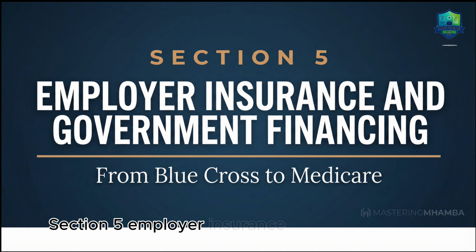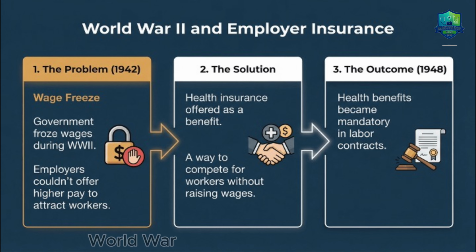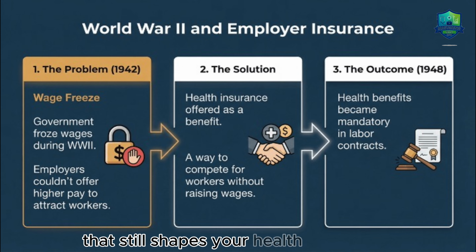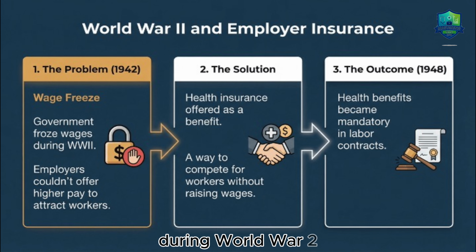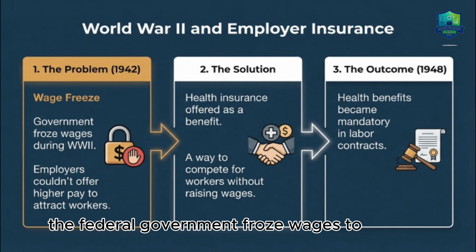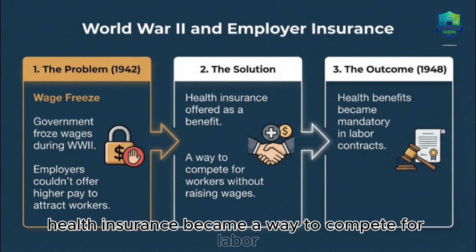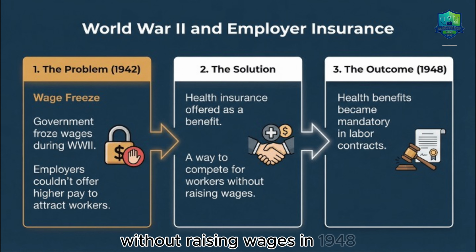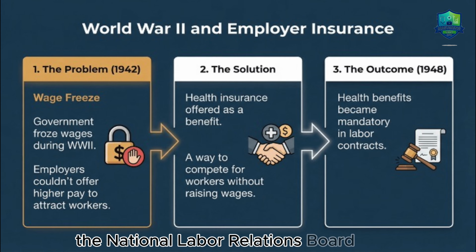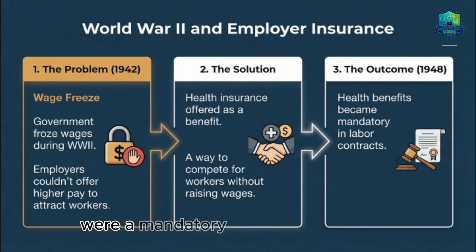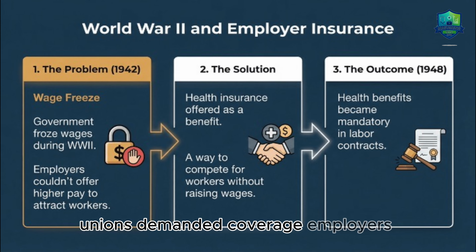Section 5: Employer Insurance and Government Financing. World War II and Employer Insurance. Here's a piece of history that still shapes your healthcare today. During World War II, the federal government froze wages to control inflation. Employers couldn't offer higher pay to attract workers, but they could offer benefits. Health insurance became a way to compete for labor without raising wages. In 1948, the National Labor Relations Board ruled that health benefits were a mandatory subject of collective bargaining. Unions demanded coverage. Employers provided it.